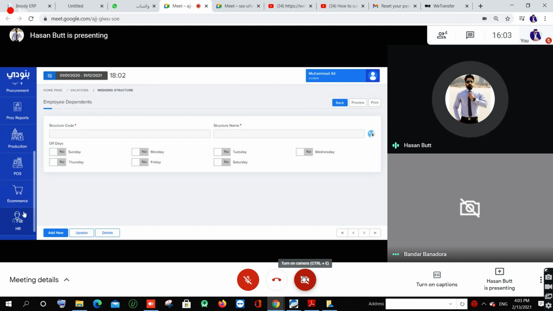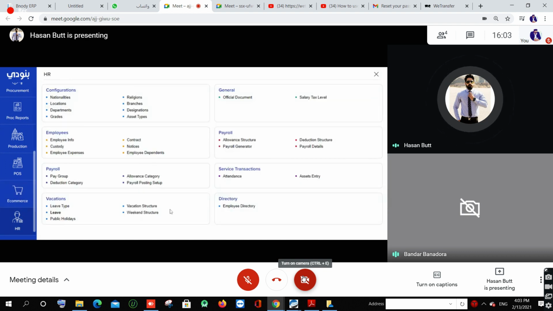So after that we have the employee dependence. The weekend structure is clear. After that we have the employee dependence. So let me define what exactly the employee dependence is. Let's have an example. Our one employee is Hassan and his dependents are his wife and his two children. So these three are his dependents, right? Because they are depending on him.